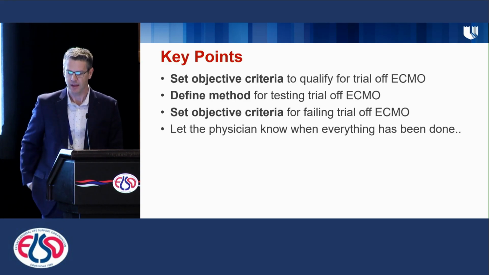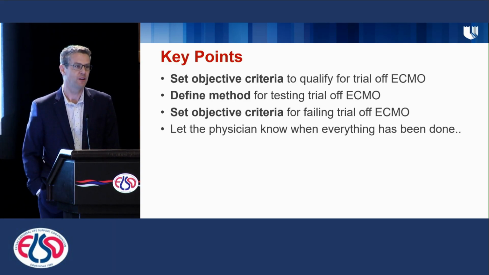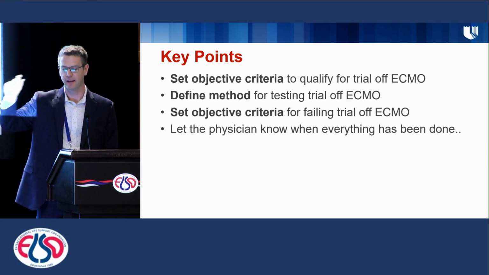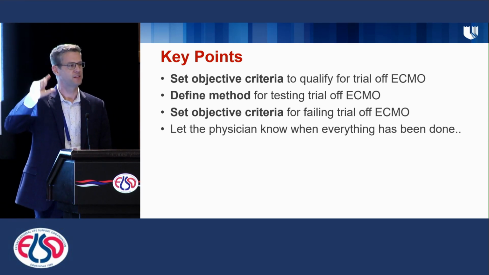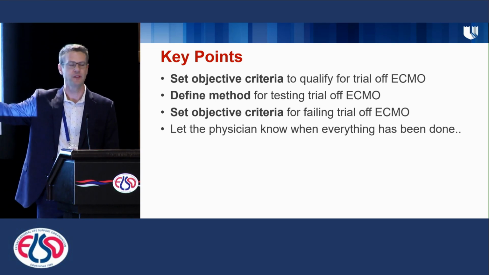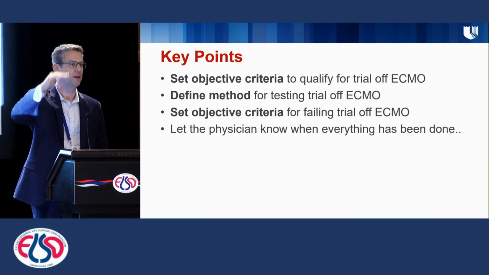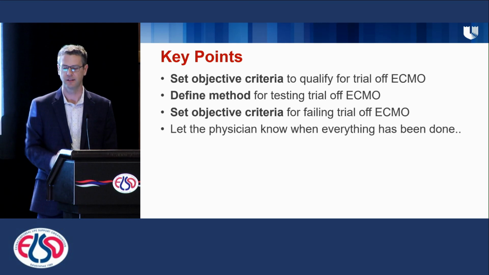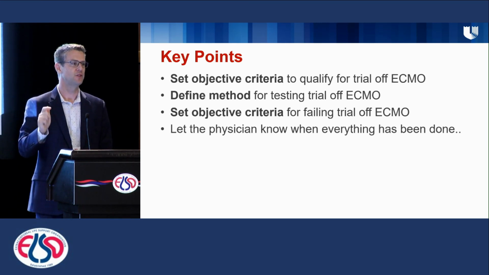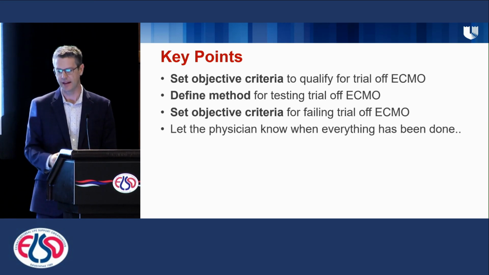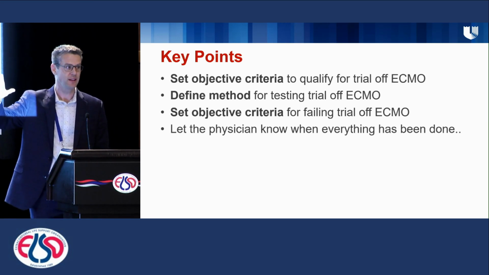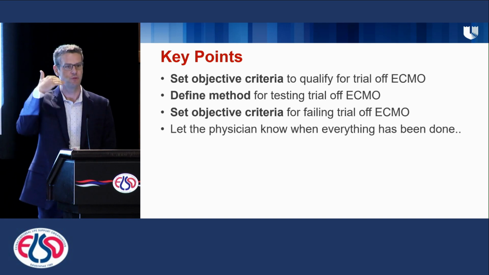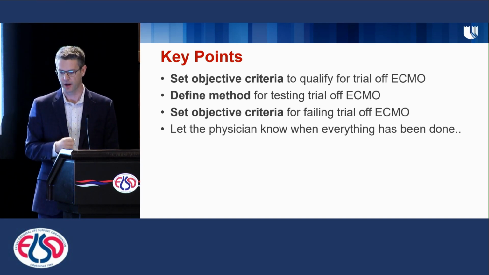So finally, the key points. I would encourage you to set objective criteria to qualify for a trial off ECMO, whether that's VA, VV, VAV. Sit down as your group, look at what's published, think about what's important to you, and set those objective criteria. Eliminate anything that's not clearly objective. Define the method on how you're going to do it. Set a clear pathway for who will perform this study. Set objective criteria for failing and what to do when they fail. Then everyone knows exactly how this process is going to occur.